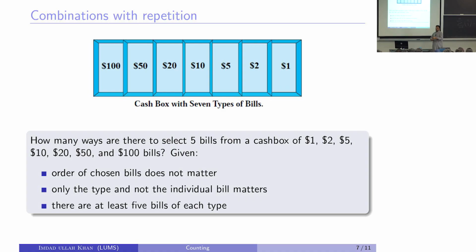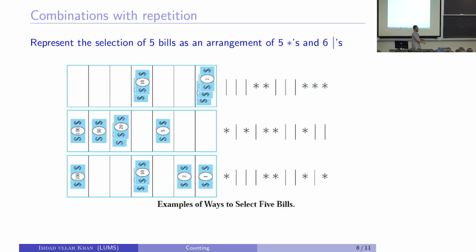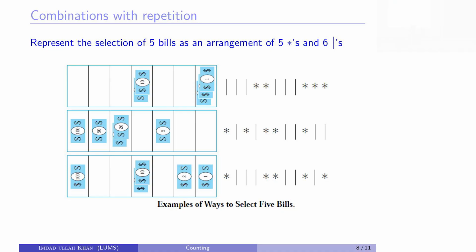So now we want to develop some methodology for this, right? Very, very simple way to do this. Please pay attention to this. I'm going to represent the selection of 5 bills, in this particular case, with 2 things, right? 5 stars and 6 bars. These are called separators, 6 separators.